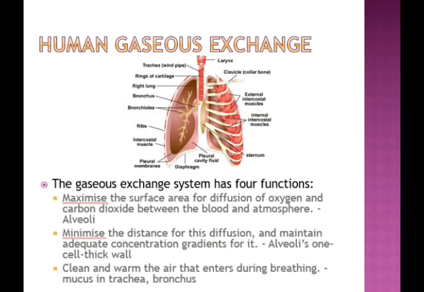What about humans? Humans use the lungs, and within the lungs you have alveoli. Alveoli are very small clusters of air sacs, used to maximize the surface area for diffusion. And to minimize the distance of diffusion, alveoli are just one cell thick, covered by numerous blood vessels. Also, in your throat and nose, you have a lot of cilia and also a lot of mucus. All of these are to warm the air and also to clean the air before it gets in.